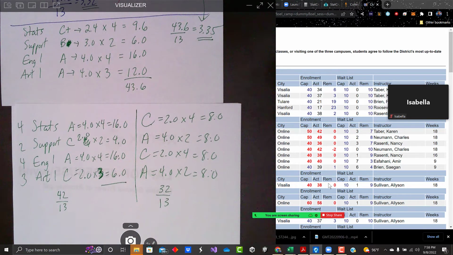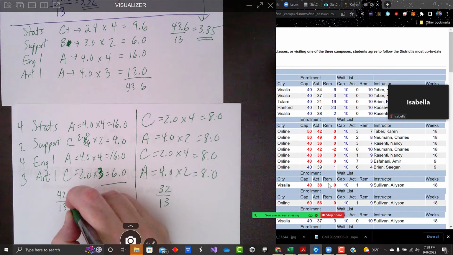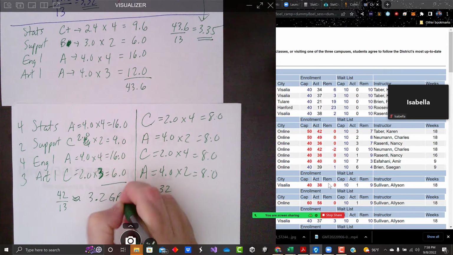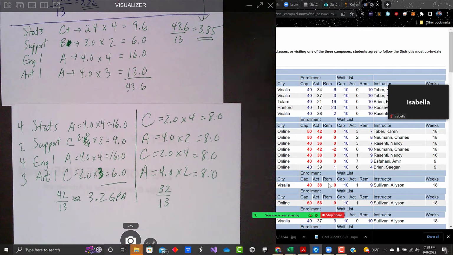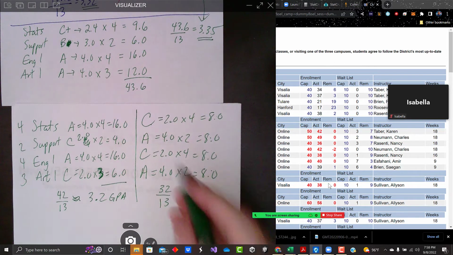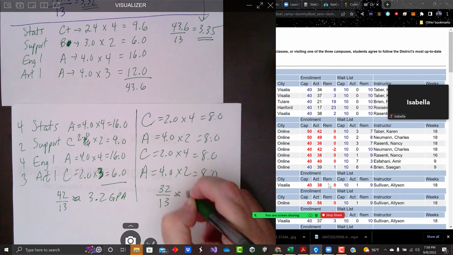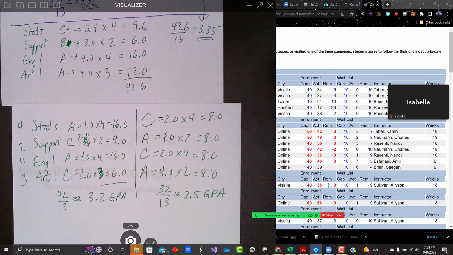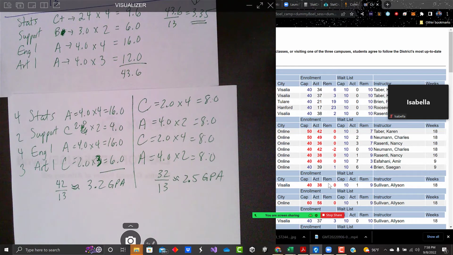What are these two values? 42 divided by 13 is approximately a 3.2 GPA. 32 divided by 13 would give you approximately a 2.5 GPA. That shows the impact of what I was really trying to show a little bit more. The large unit courses have a bigger impact on your GPA. And this is how they calculate them.